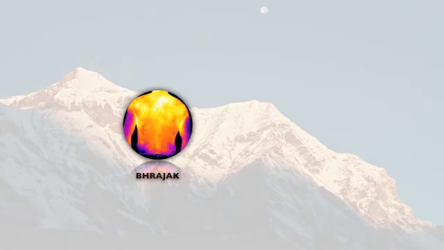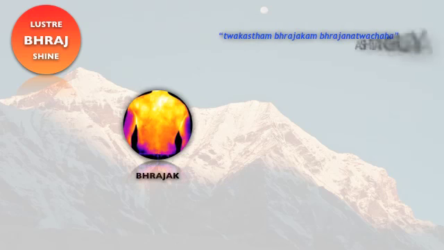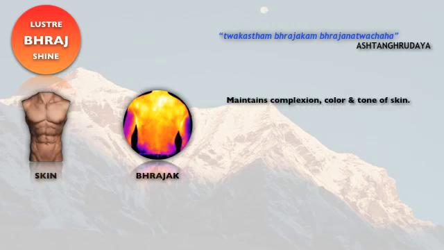Bhranjaka Pitta. Bhranjaka is originated from the root Bhraj, meaning to shine or luster. Bhrajak Pitta means the fire that governs luster or complexion. Ashtang Hridaya gives a description of Bhrajak Pitta as Tvakastham Bhrajakam Bhrajana Tvachaha. It is located in the skin and maintains complexion and color of skin. It governs our digestion of warmth or heat and sunlight, which we absorb through the skin. Through it, we can read the heat and warmth of the body, the glow of our aura.